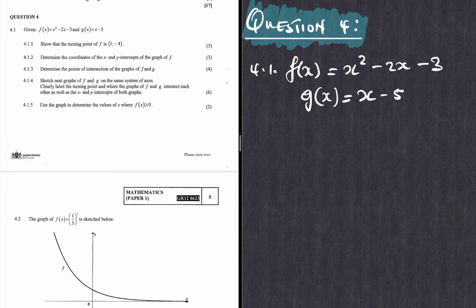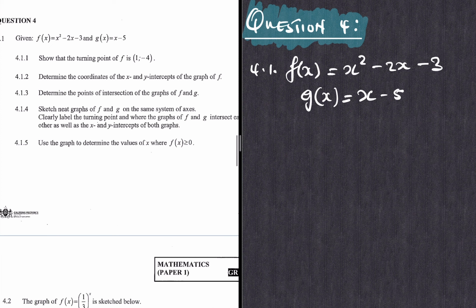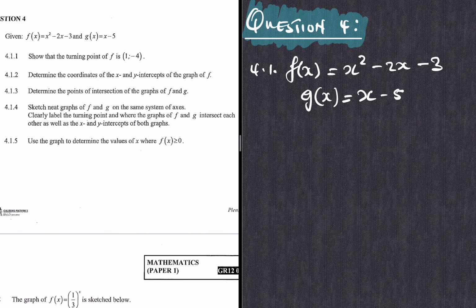They say to you, show, I can zoom this for you guys. The first question, they say show that the turning point of f is 1 and minus 4 for the y value of that. How do you do that? This looks very simple. So I'm going to say 4.1.1. They want us to prove that the turning point of f is 1 and minus 4. In fact, there are 3 ways to do this question, but I'm going to give you 2 ways for now because the other one will require the x-intercept, which I don't have.